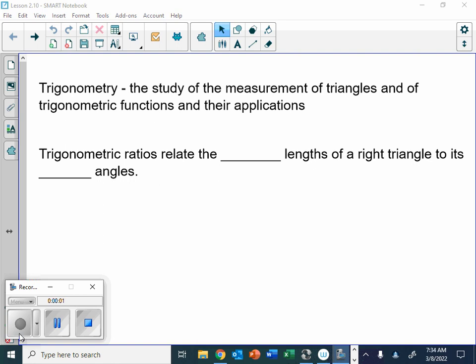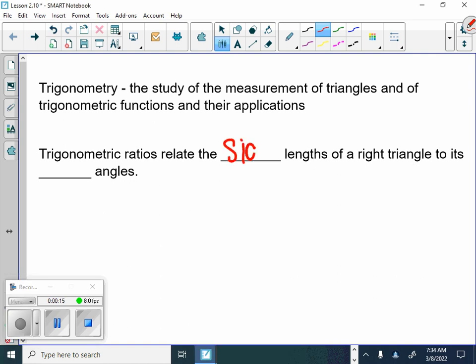Trigonometry is the study of the measurements of triangles and trigonometric functions and their applications. That's a mouthful. Okay? Trig ratios, so we're going to talk about 3 different trig ratios. They relate the sides of a right triangle to its acute angles. So essentially what that's saying is you've got to have a right triangle, and we're figuring out how the sides relate to all the other angles inside the triangle besides the right angle. Okay?